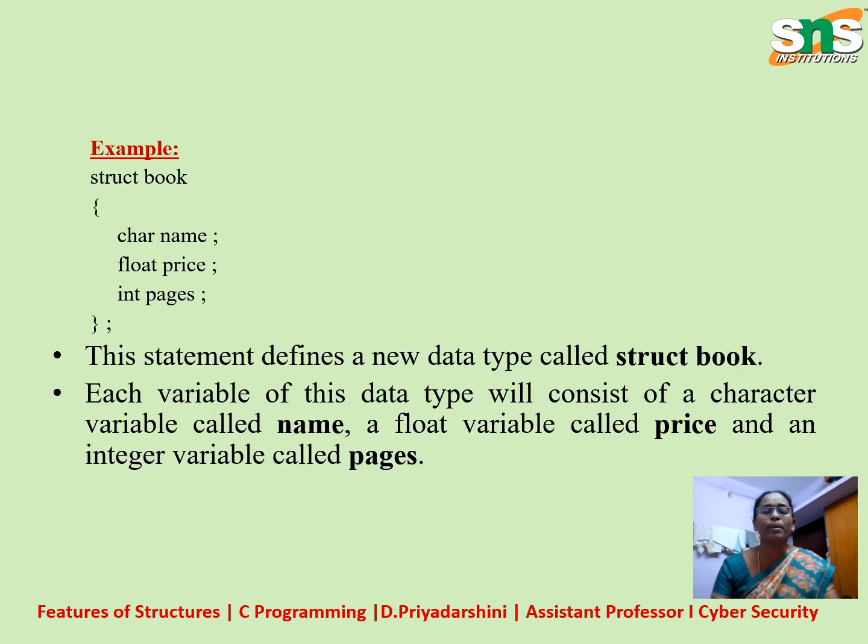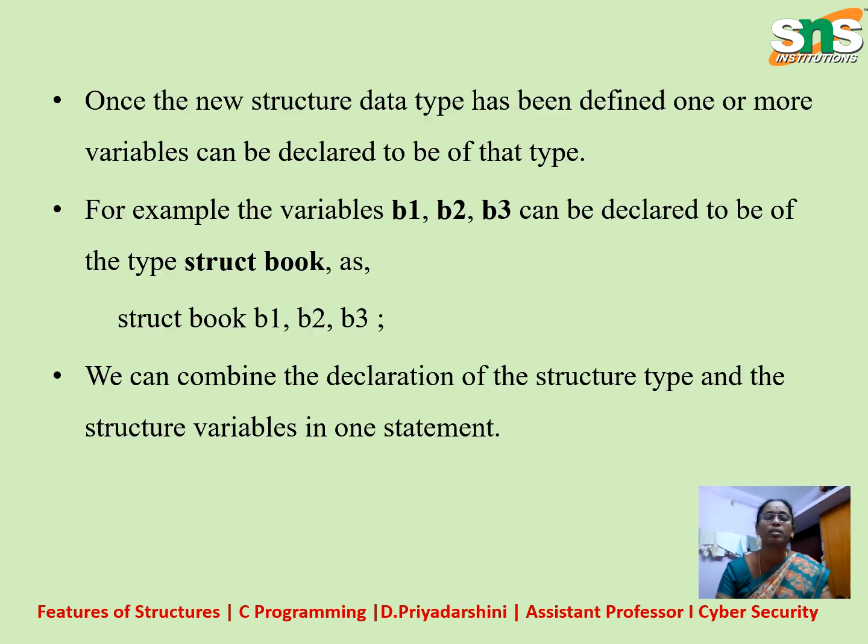Here is an example. This statement defines a new data type called struct book. The book consists of the name, price and pages, which have different data types. Character is a built-in data type, float is also, and integer is also a built-in data type, but these data types are not similar. But this facility is not provided in an array, even though it is a two-dimensional or multi-dimensional array.